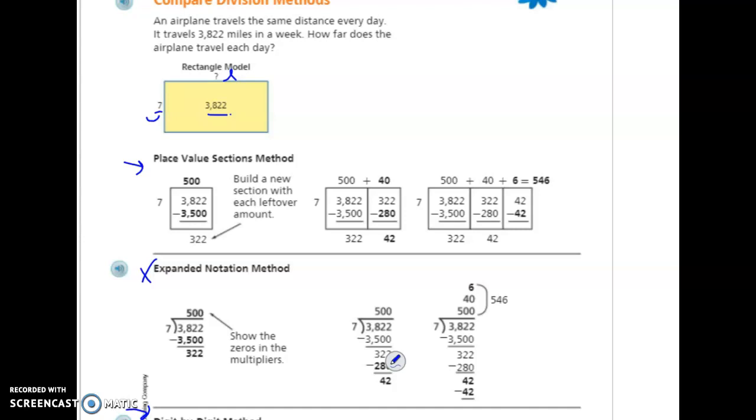All right, let's take a look at the place value sections problem. And notice how you've got boxes that are building upon each other. It's very similar to the box method for multiplying. So if you liked this strategy for multiplying, you might like this one as well. Again, the choice is going to be yours. So I would like for you to get a piece of scratch paper and a pencil, and we're going to try a division problem together using the place value sections method.